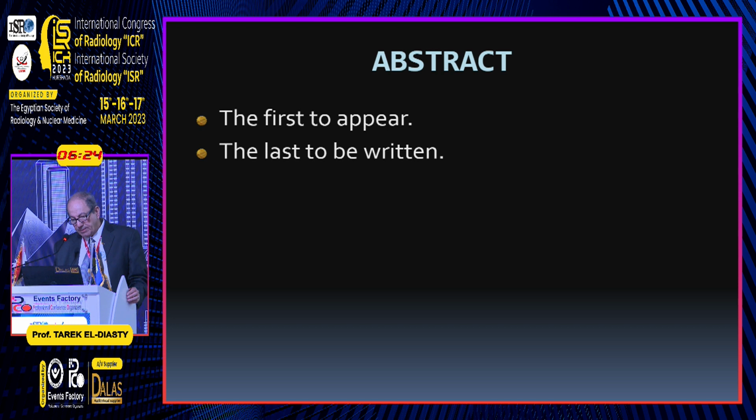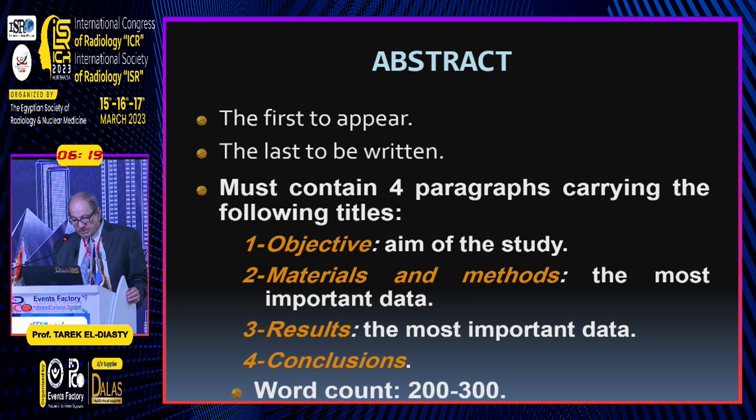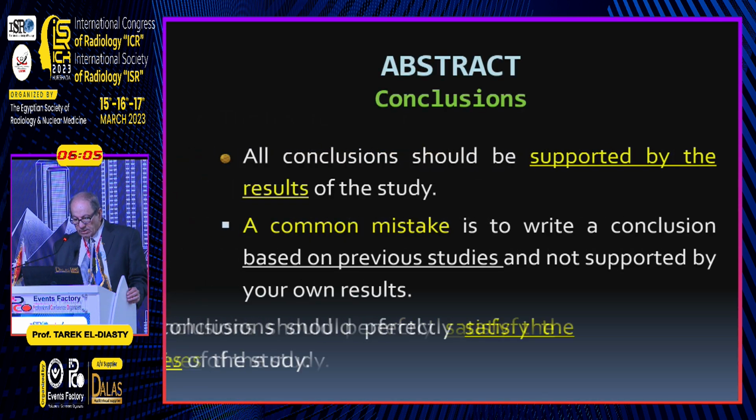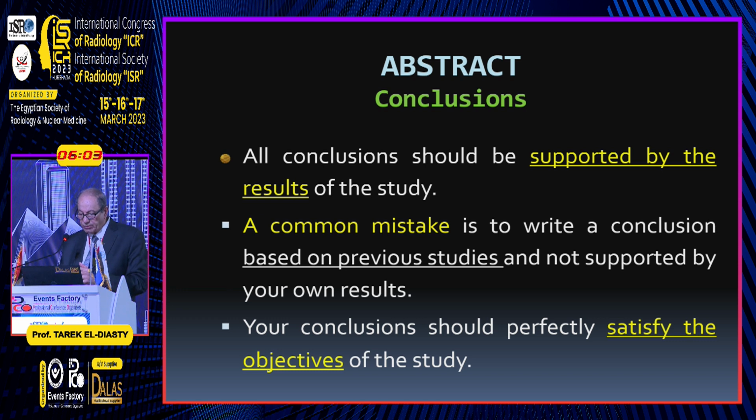So the first section to appear in the manuscript is the abstract, and it is the last to be written. There are usually 4 paragraphs carrying the following titles: objectives, materials and methods, results, and conclusions, with a limitation of word number. All conclusions should be supported by results. A common mistake is to write a conclusion based on previous studies and not supported by your own results. Your conclusions should perfectly satisfy the objectives of the study.